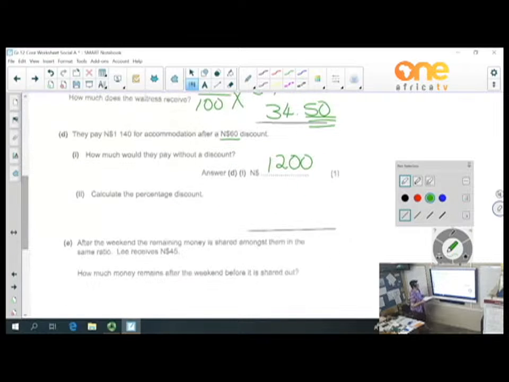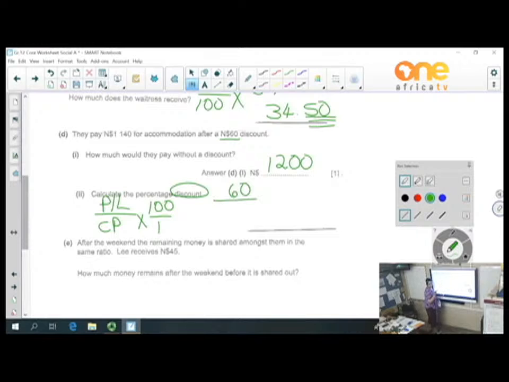Then calculate the percentage discount. Now, look, I've showed you the formula already. Profit or loss on the cost price times 100 over 1. We must first find that discount. Okay, but in this case, they told us it was $60. So it's 60 on what?